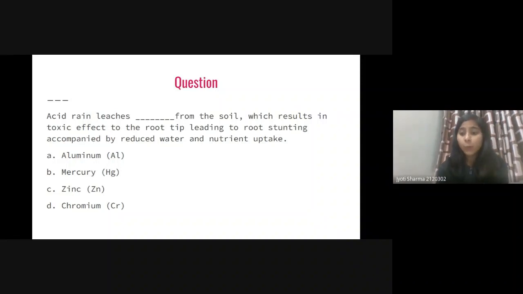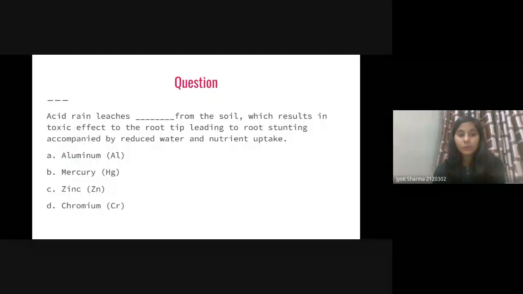Okay, what will be the effect of this acid rain? It will leach out something from the soil. Okay, and that would result in a toxic effect to the root tip, leading to root stunting, accompanied by reduced water and nutrient uptake. So I have four minerals or four elements: aluminium, mercury, zinc, chromium. So you have to tell me which one gets leached by this.